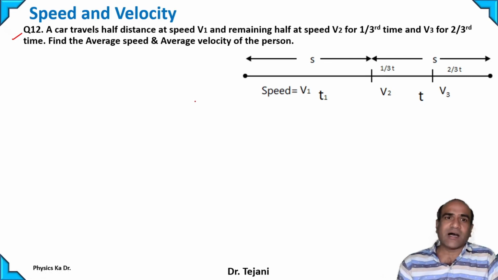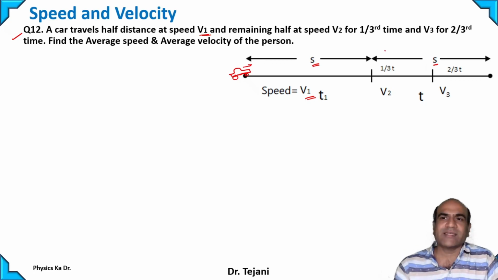What is mentioned? A car travels half distance at speed v1. It looks like a cab, but it is a car. The car travels half distance at speed v1, and the remaining half at v2. Let us assume total distance is equal to 2s, so it becomes simple. The first half is s distance, the second half is s distance.